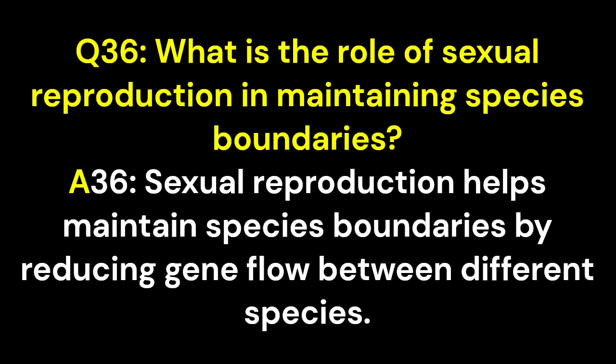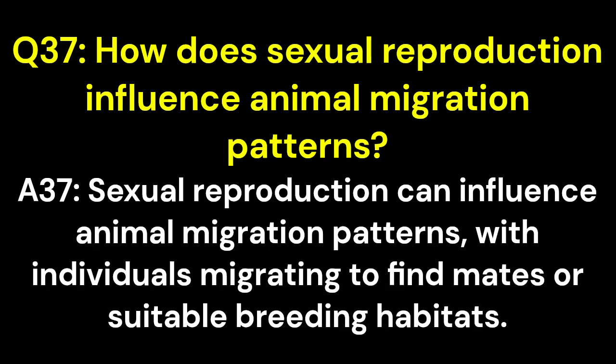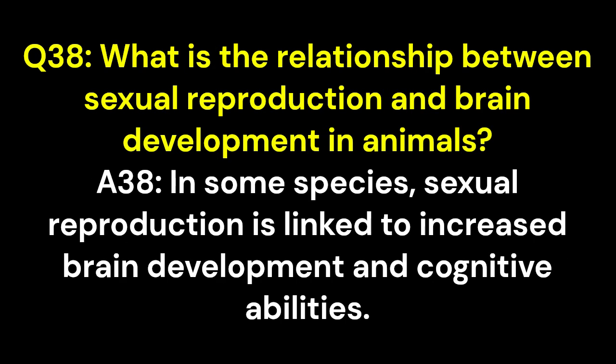Q36. What is the role of sexual reproduction in maintaining species boundaries? A36. Sexual reproduction helps maintain species boundaries by reducing gene flow between different species. Q37. How does sexual reproduction influence animal migration patterns? A37. Sexual reproduction can influence animal migration patterns, with individuals migrating to find mates or suitable breeding habitats.